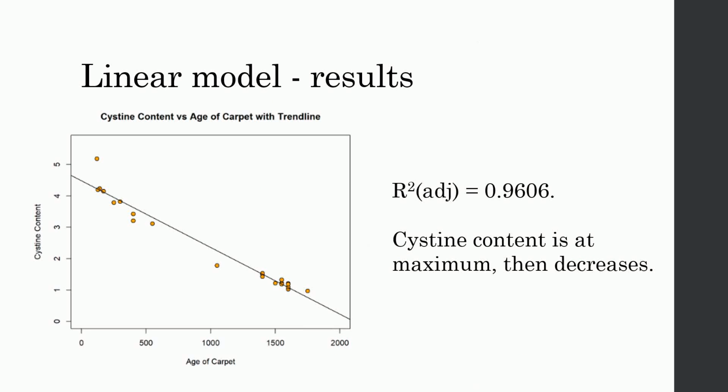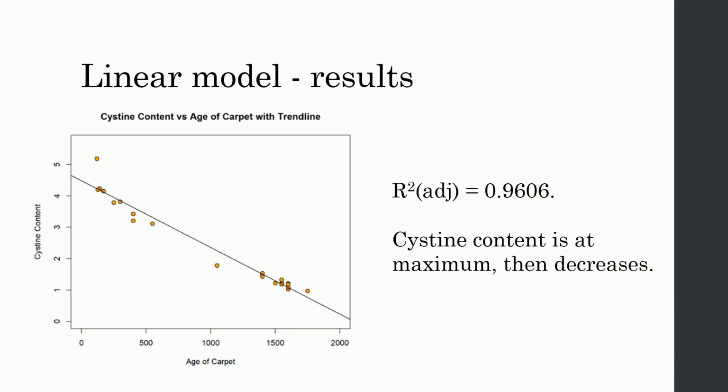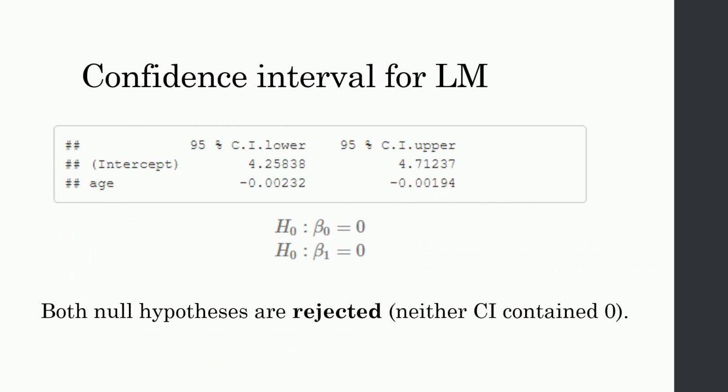This was the result of the linear model. You can see that there are some points which lie above and below the line, and the quadratic characteristic becomes more apparent whenever you try to force a straight line through it. However, the adjusted R squared is still fairly high at 0.96, so the line is not a bad fit. A practical interpretation of this trend is that cystine content is at a maximum whenever the carpet is not aged at all, and then decreases, which of course we could already have inferred through the chemical pathway.